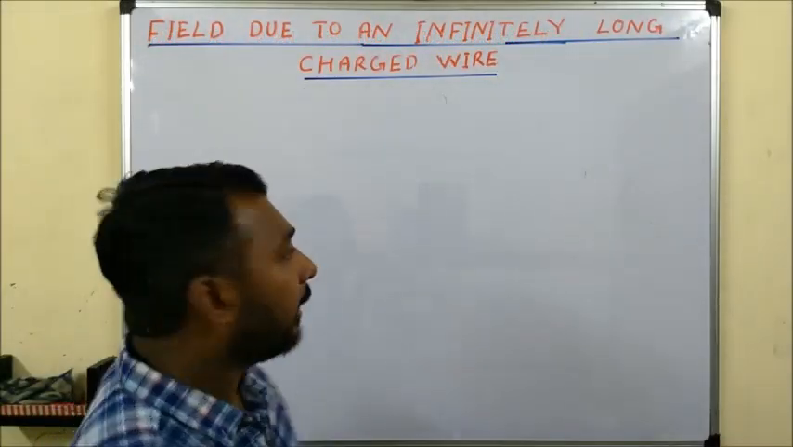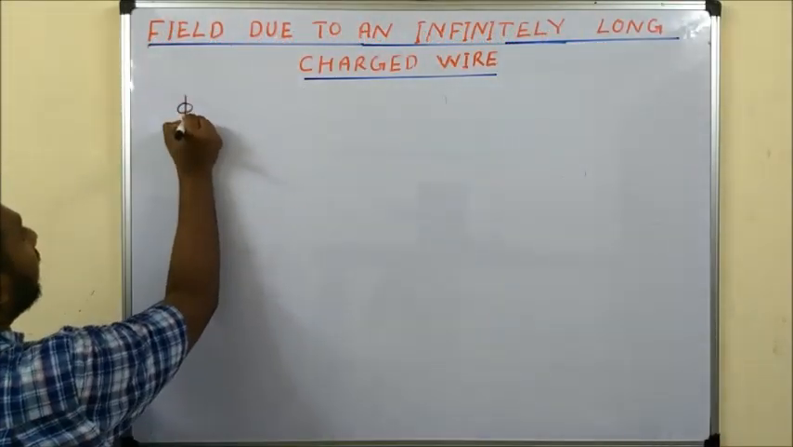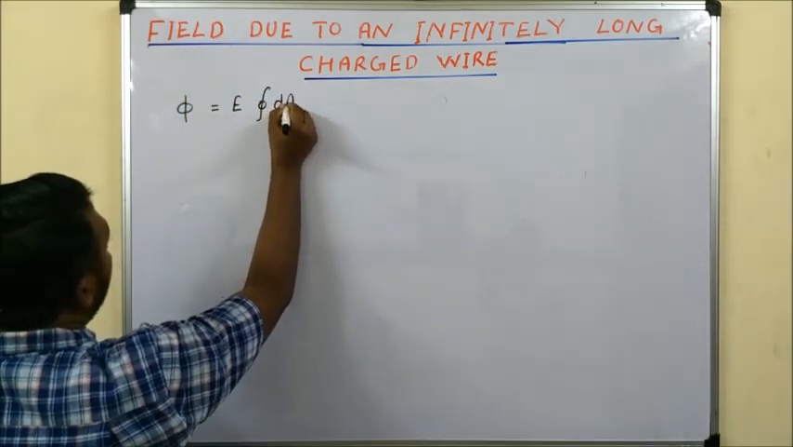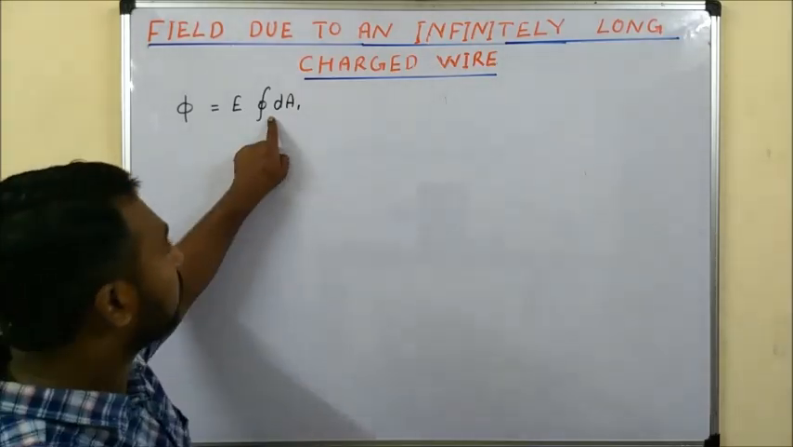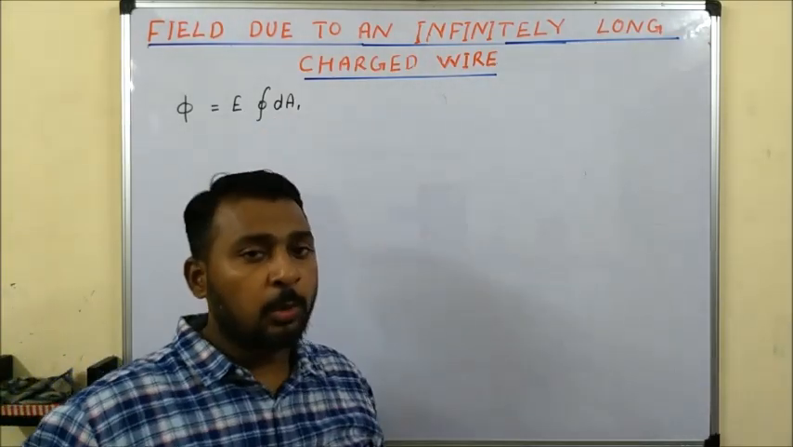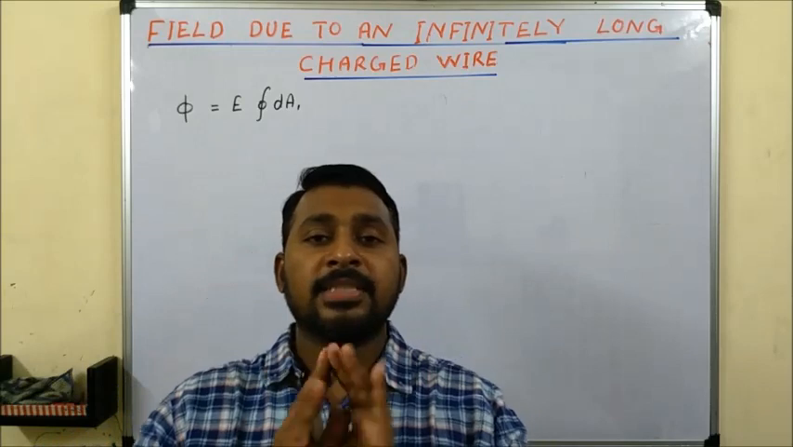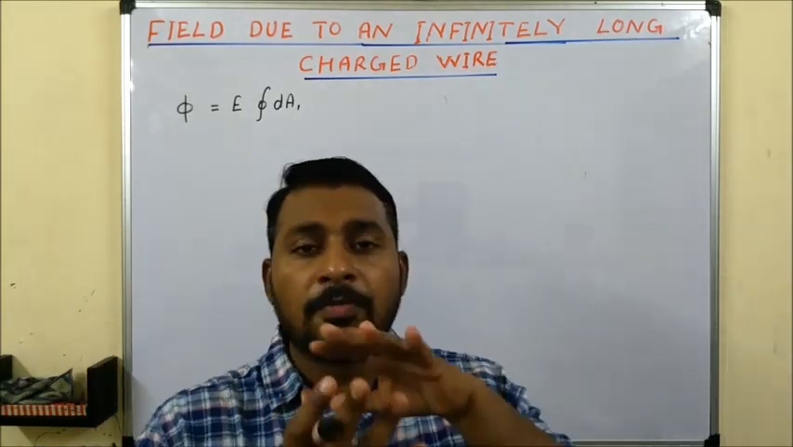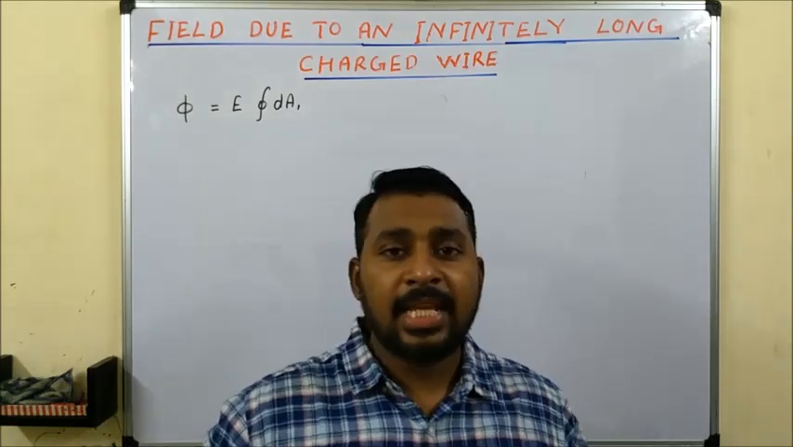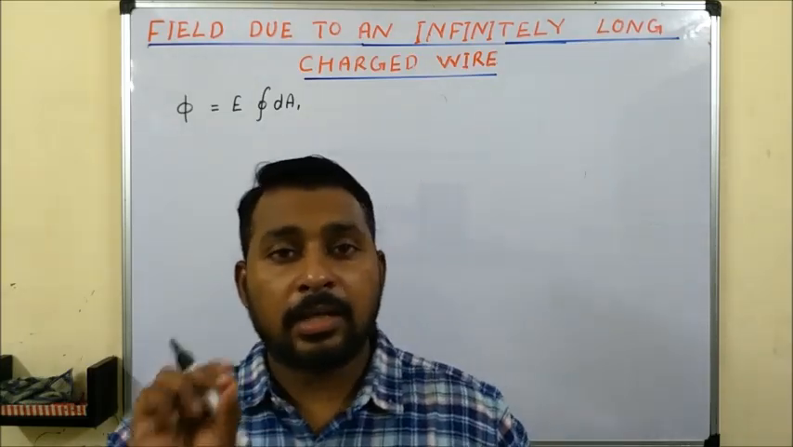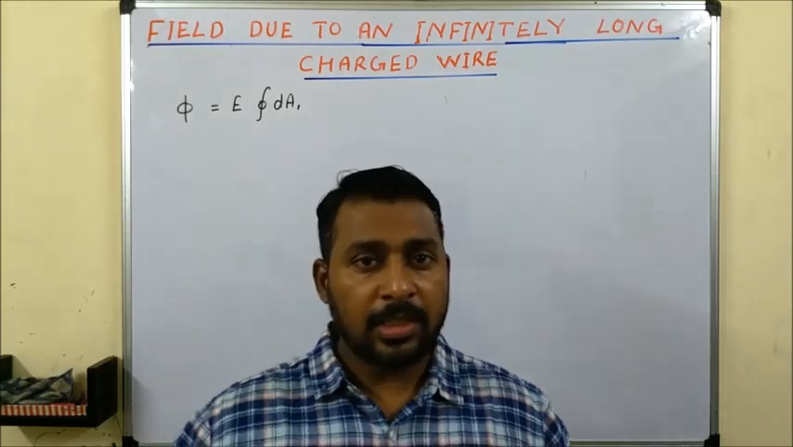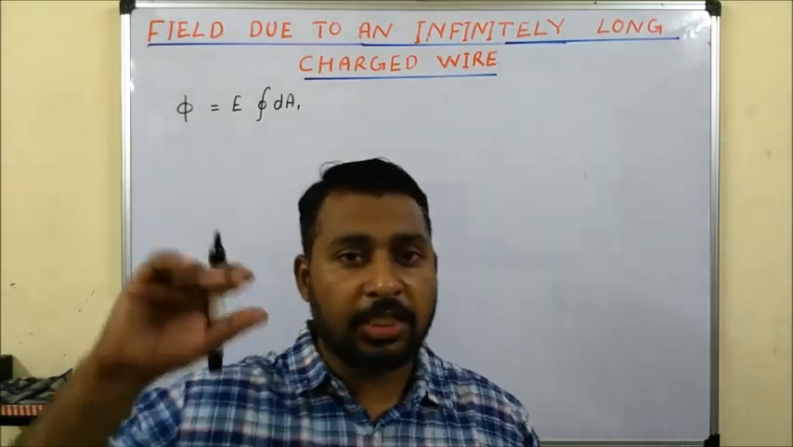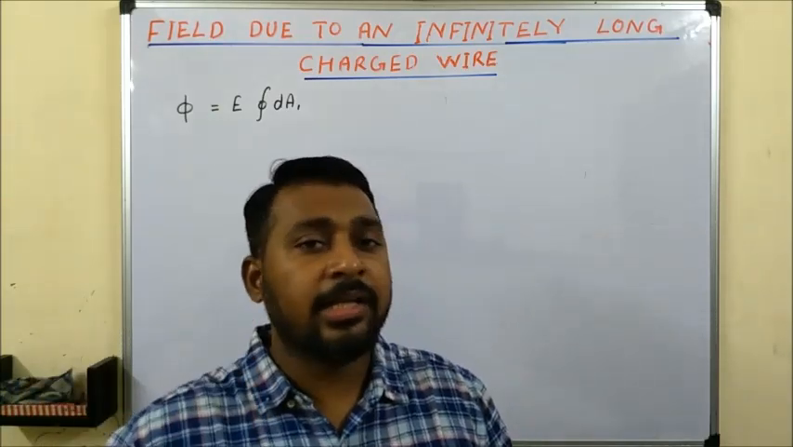Now we are integrating the flux: phi is equal to E times the surface integral of dA. When you integrate this dA, you will get the total surface area of the curved surface. The curved surface area of a cylinder is 2 pi r times height. I have raised the diagram, so if you check the diagram, you will understand that on the side it's written the height is L.